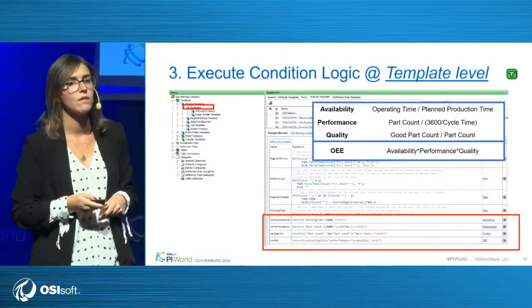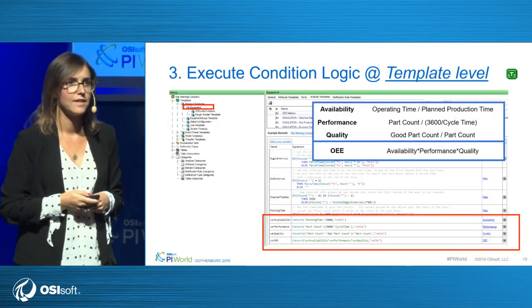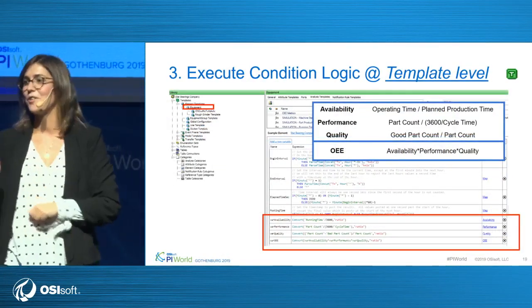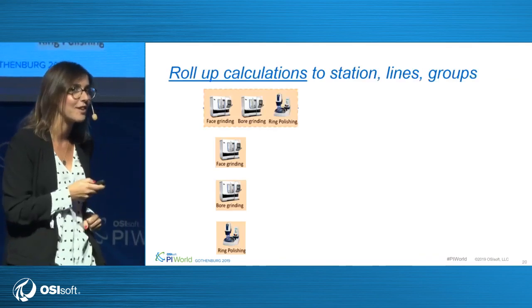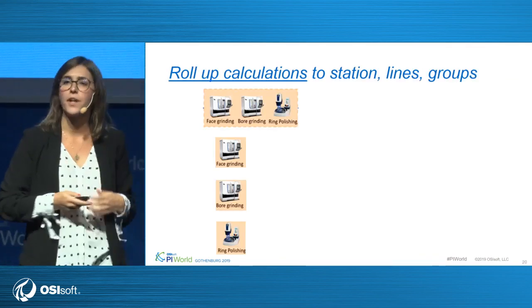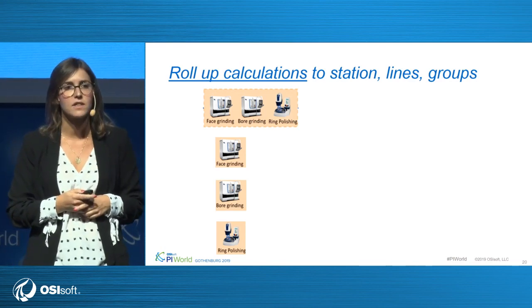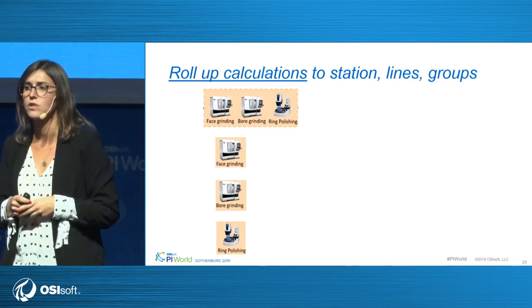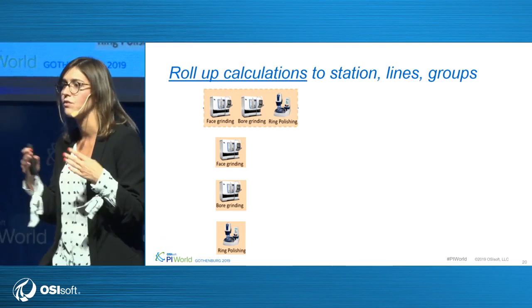So we have data in, we have context, we have analytics. What's the next thing? Yeah, visualization will come. But first of all, we have this for equipment, and we want to visualize this not only for equipment, we want to see it for a station, we want to see it for the line.